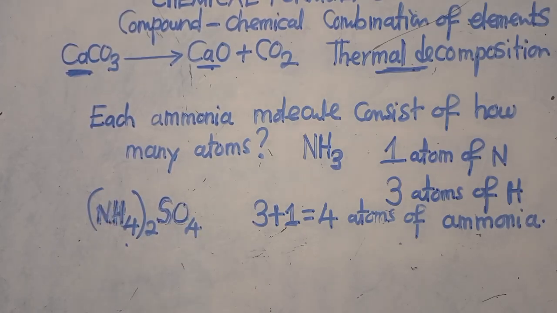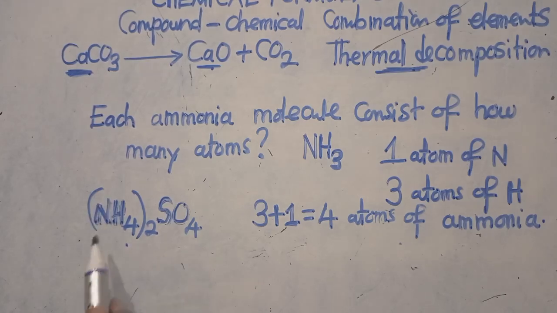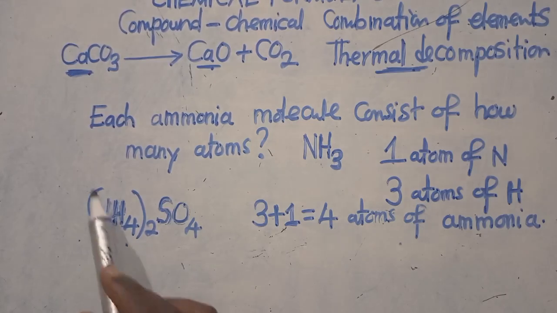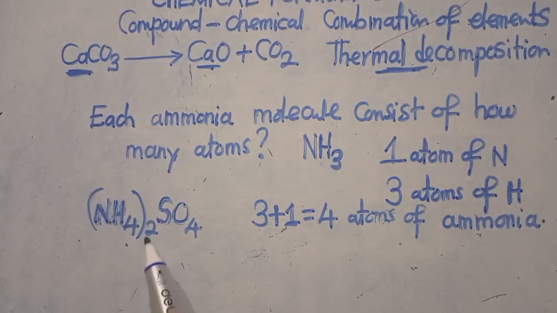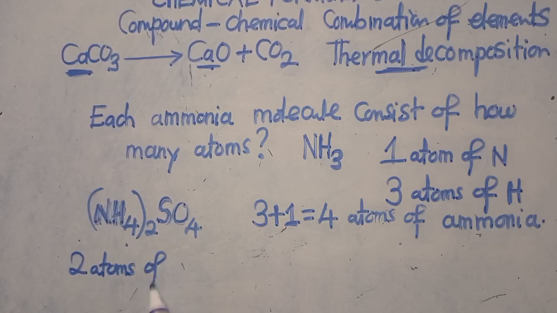How many atoms of each element are we having here? Let's start with the nitrogen. These two are in brackets, with a subscript 2 there. It means that you need to multiply this with everything that is in the brackets. So 2 times the N, which has 1. So for nitrogen, we only have 2 atoms of nitrogen.